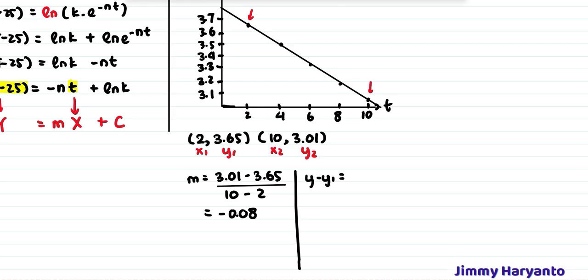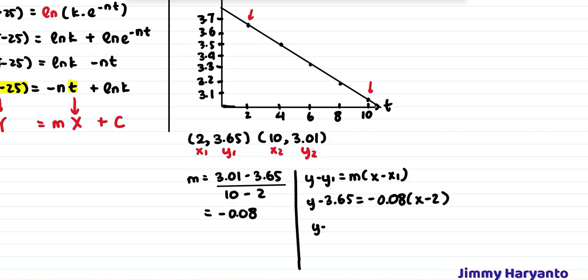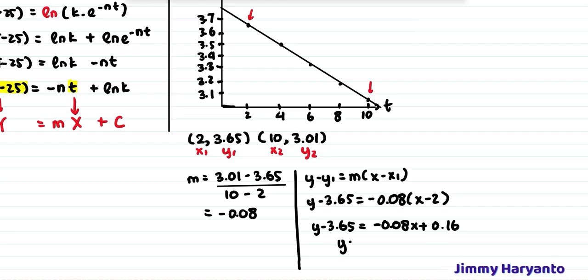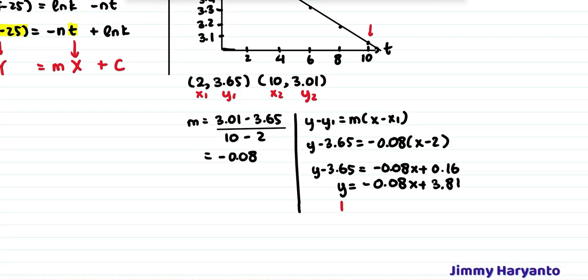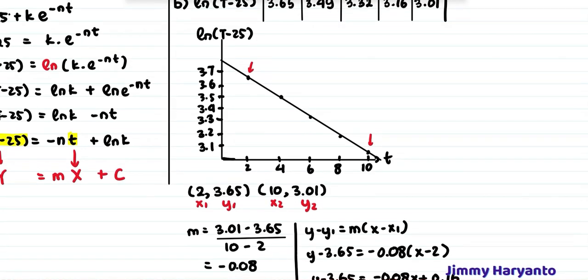y minus y1 equals m open brackets x minus x1. So y minus y1, which is 3.65, equals negative 0.08 times x minus x1, which is 2. That means y minus 3.65 equals negative 0.08x plus 0.16. So y equals negative 0.08x plus 3.7081.